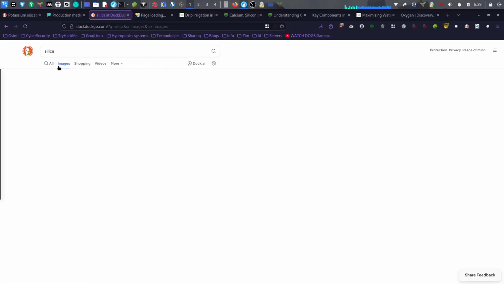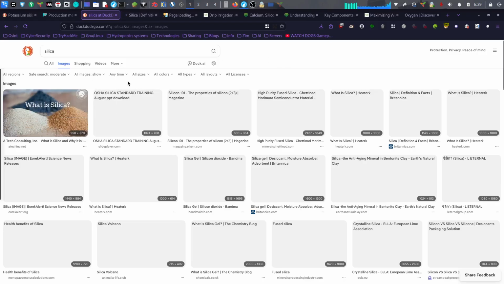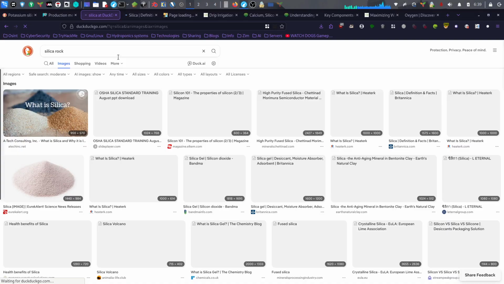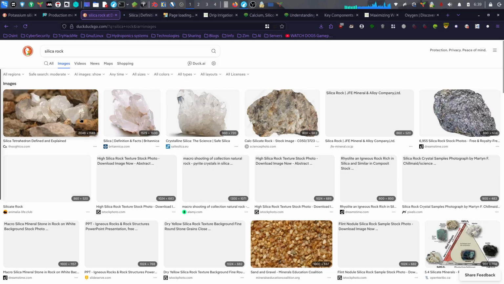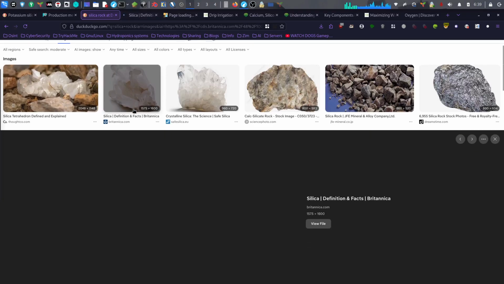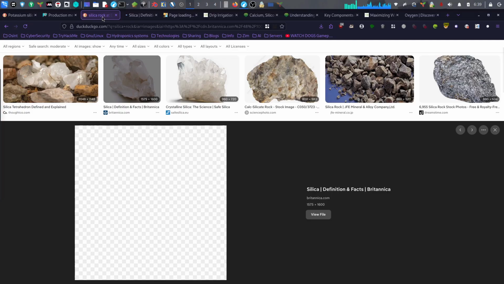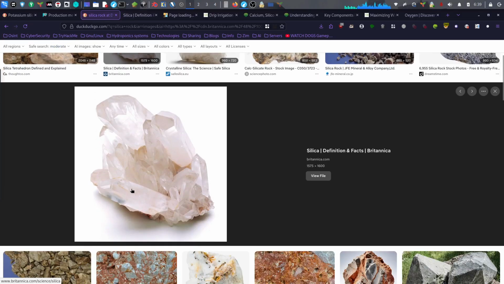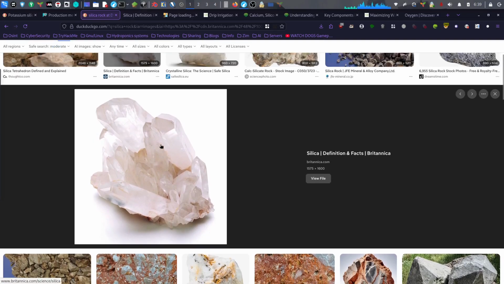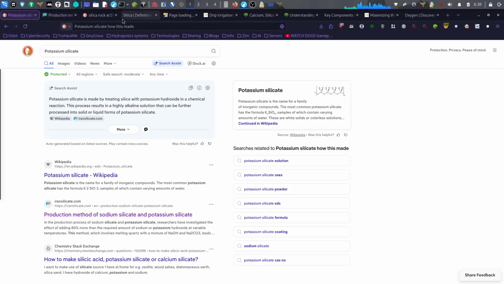Silica. Britannica. Silica. What is silica? Silica rock. Yes, okay, he found this mineral crushed into parts, into powder.